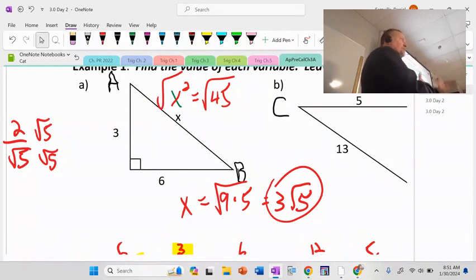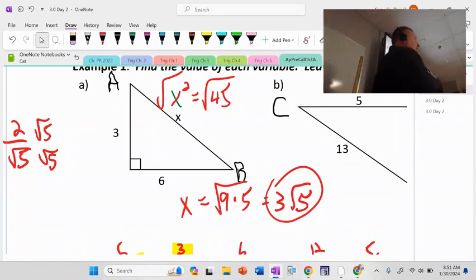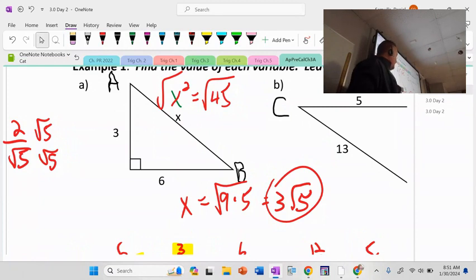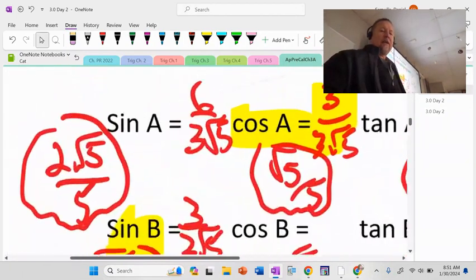So hopefully some groups got ahead. First hour did real well. After we got our radicals, I let them work. But then, a little bit of corrections, some things we have to remember. So sine of A, pointing up here, if you can see, sine of A is opposite. Opposite is 6 over hypotenuse, which is that 3 root 5. So that's what sine of A is.